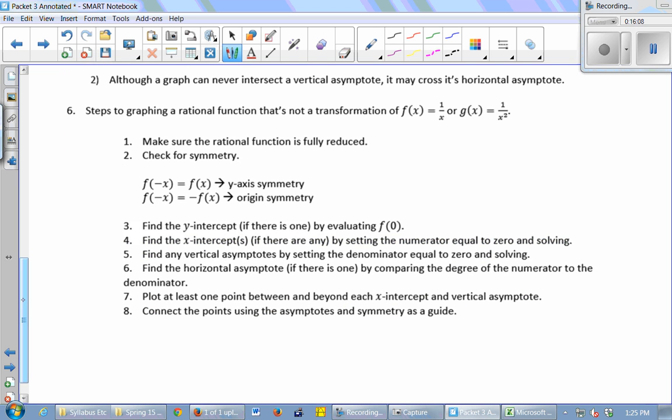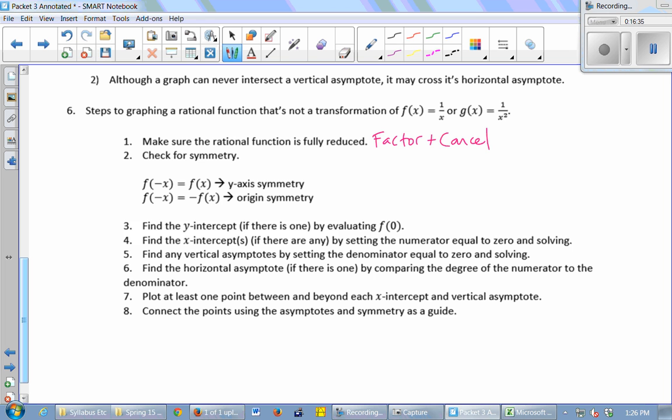So here are some general steps for graphing a rational function that's not just a simple transformation of 1 over x or 1 over x squared. So we did ones like that last class. If it's not easy to transform one of those, this is our process. Step 1, make sure the rational function is fully reduced, right? Do all the factoring and canceling you can before you start. So that is factor and cancel.